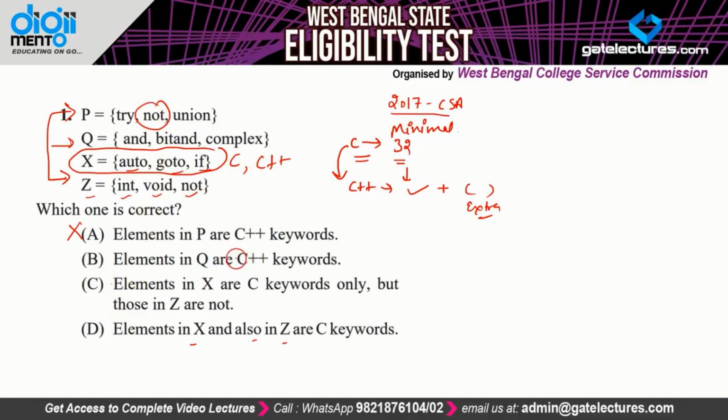Elements in Q are C++ keywords, which is wrong. Why? Because here AND, BitAND and complex, none of these keywords is present in C++. Elements in X are C keywords only, but those in Z are not. That is correct, because in case of Z this keyword is not present. And elements in X and also in Z are C keywords. This is wrong, because here we have a keyword which is not present in C language. So the answer to this question is option number C.